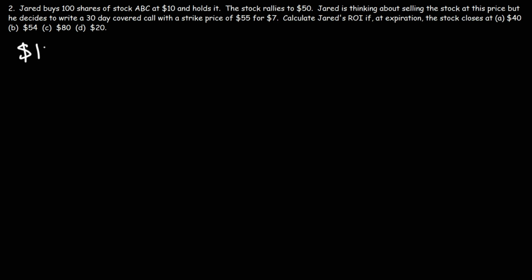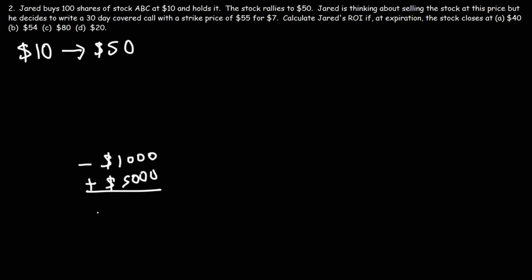So the stock was at 10, and then initially it goes up to 50. And he bought 100 shares. So he put in $1,000, and if he sells it at the top, well, 10 times 100 is 1,000, and 100 times 50 is 5,000. So if he sells it at 50, he could receive a gain of 4,000. So let's write that here as a reference value.